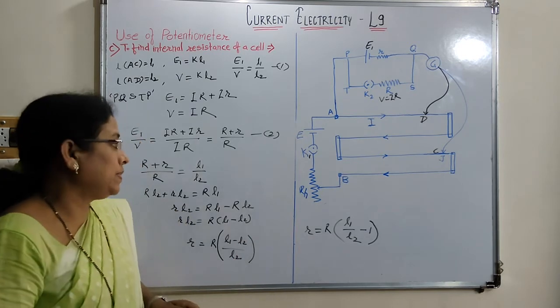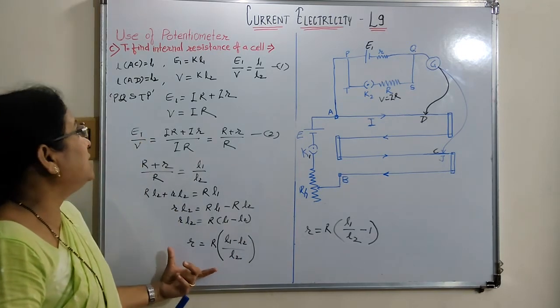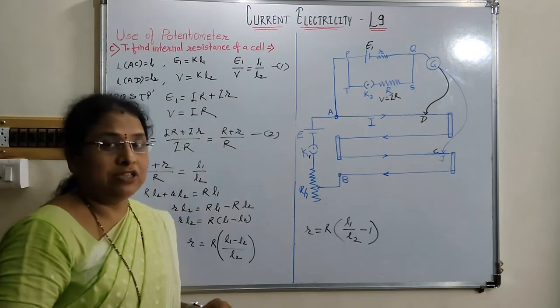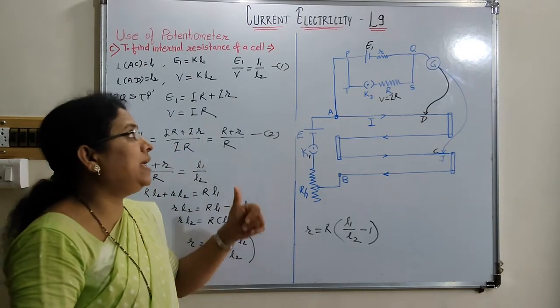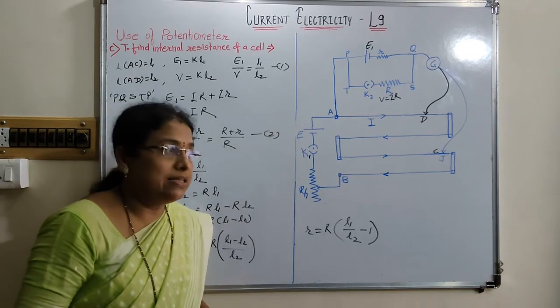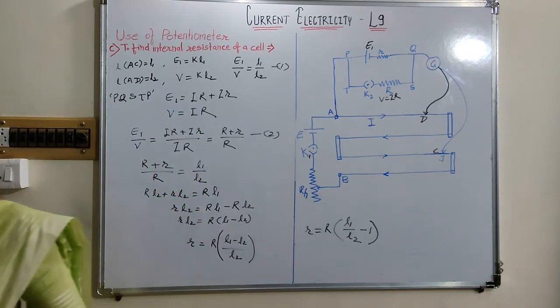This is the formula for the internal resistance of a cell. We can solve one problem on it to find the internal resistance of a cell, that is given in your exercise.